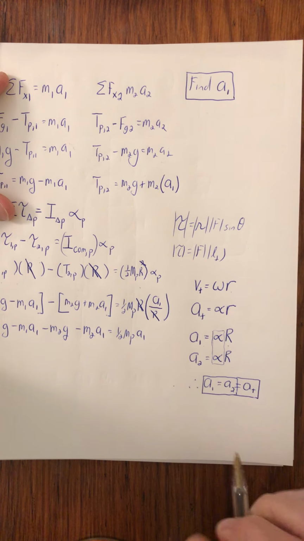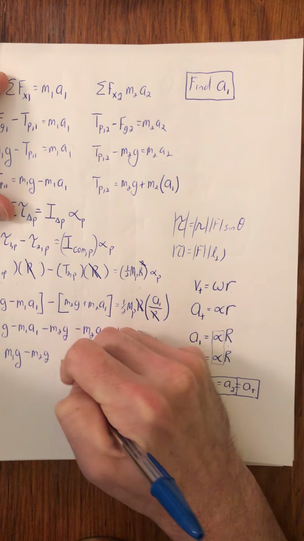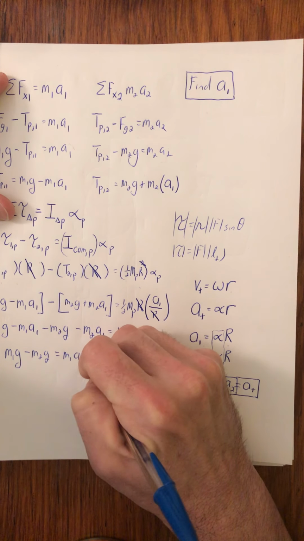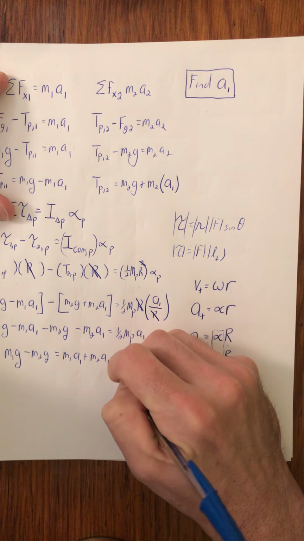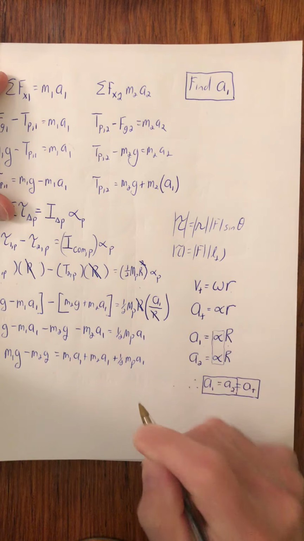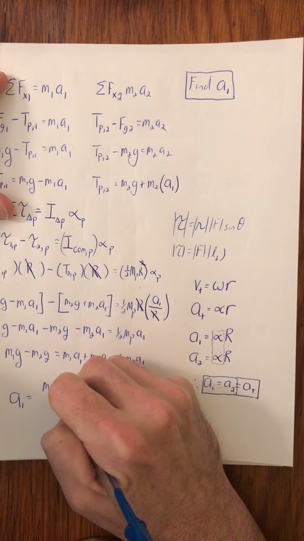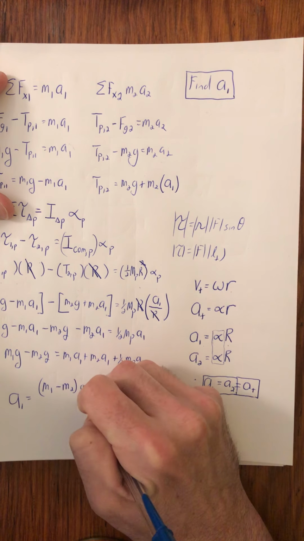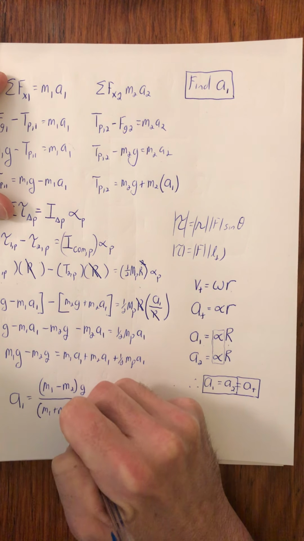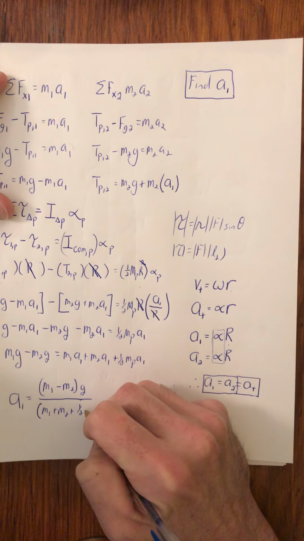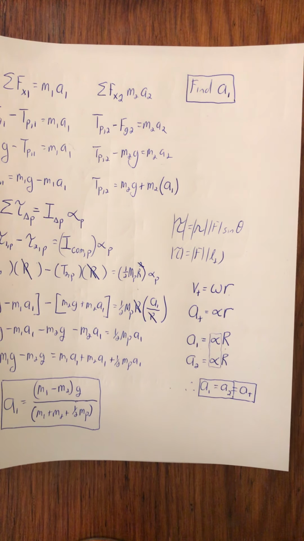Now let's get all the A1 terms onto one side and see what we've got. M1G minus M2G is equal to M1A1 plus M2A1, plus 1/2 MP A1. So I can solve for A1 then. A1 is equal to M1 minus M2 quantity G all over quantity M1 plus M2 plus 1/2 mass of the pulley. Okay, done. Couple of comments on that result.